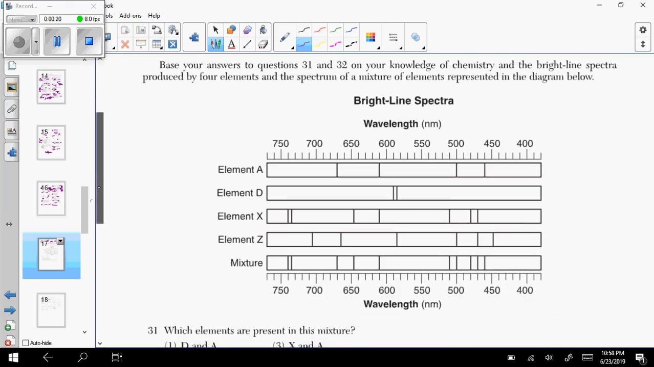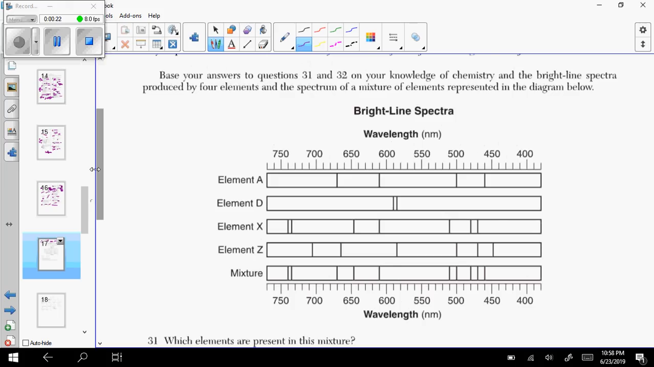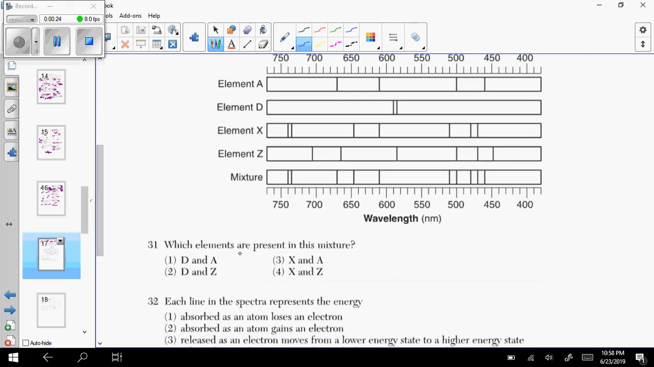The first one here is showing us a bright line spectrum. And the question says, which elements are present in the mixture? So here's the mixture. Here's the possibilities, A, D, X, and Z.